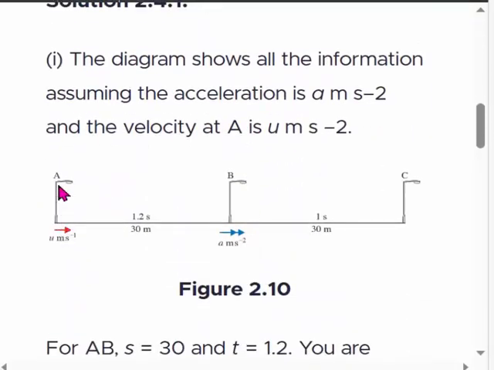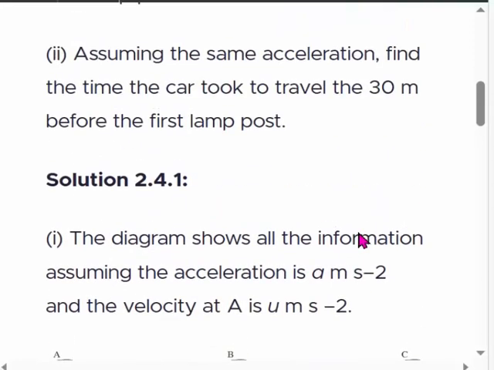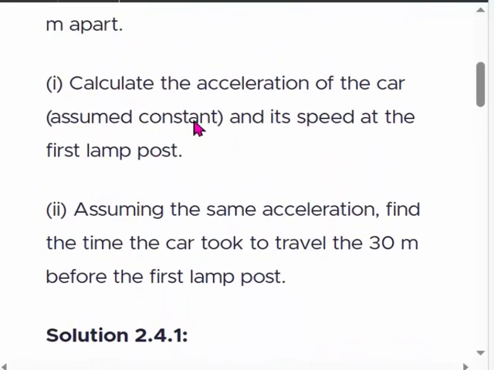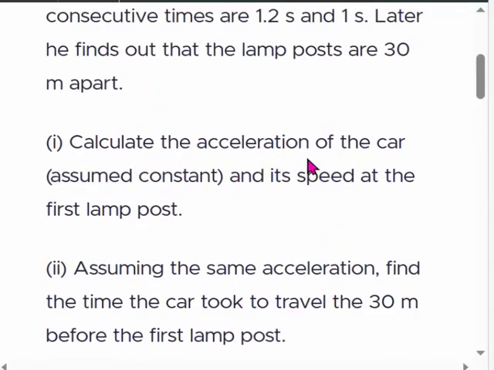Basically there are three lampposts, A, B and C, and James resets his stopwatch at lamppost A. When the car passes B, 1.2 seconds has passed, and when it passes the third lamppost C, 1 second has passed. Later on he found out that the distance between lampposts A and B is 30 meters, and B and C is also 30 meters. Let's see the question again: calculate the acceleration of the car, assumed constant, and its speed at the first lamppost.